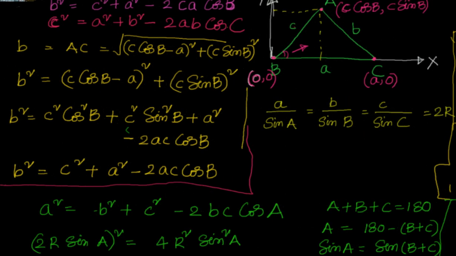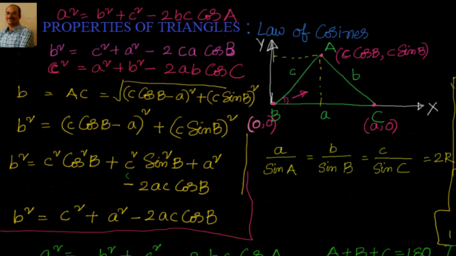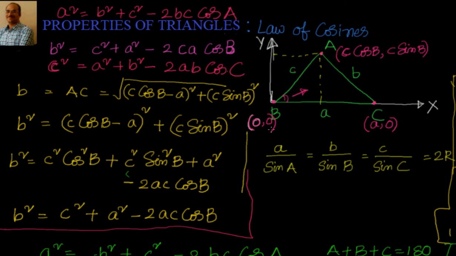So we have seen two methods to prove this law of cosines. One is we have taken B as 0, 0, coordinates of B, then we know the coordinates of C. We found the coordinates of A in terms of C, then we have equated the distance AC equal to b by using the distance between 2 points, and by that we have got it.